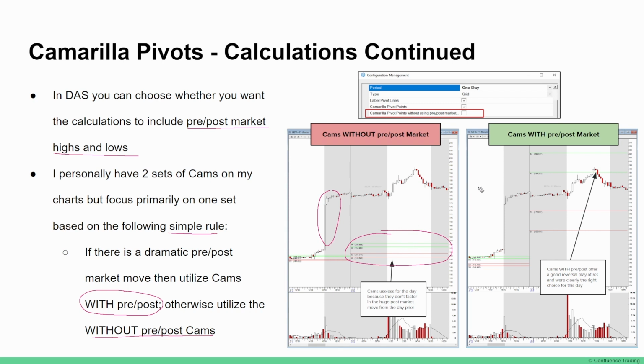However, if you then switch to cams that do include this post-market move, you can see that they are calculated with those highs considered, and now they're actually useful for today. So you get a nice little rejection off of R3, and this would have provided a decent trading opportunity later in the day. So that's how you choose which set of cams you're focused on for the day. Now let's get into daily relationships between Camarilla pivot points.